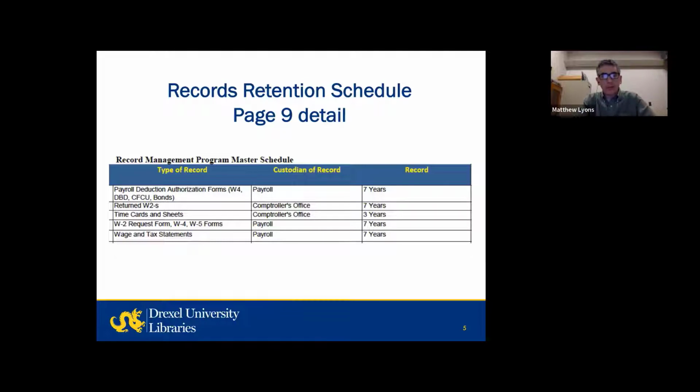Skipping 2 lines down from there, we see that for time cards and timesheets, the custodian of record is the controller's office, and they are to be retained for only 3 years.